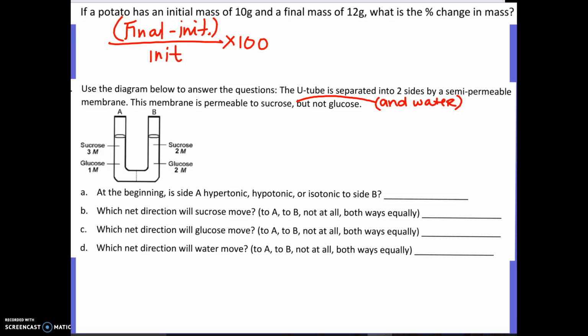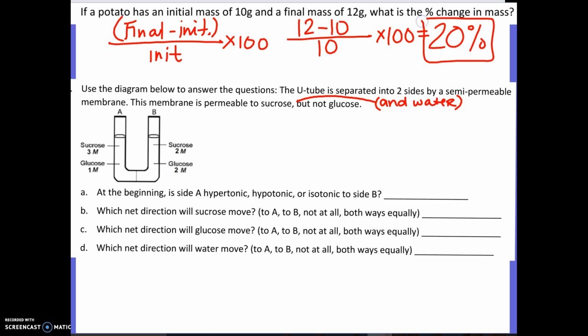The biggest mistake, because I've been grading the labs, that some people had on this is that if it loses weight, your answer should be negative. I noticed some people in the lab did not have negative. They forgot the negative sign. This one will not be negative because it gained weight. So it's going to be 12 minus 10 over 10 times 100, which should come out to 20%. So that's how you do a percent change problem.